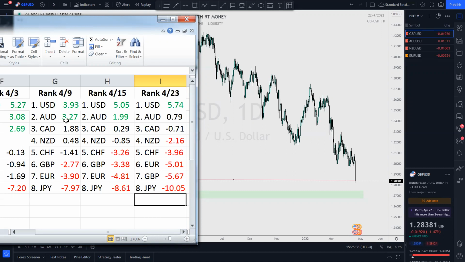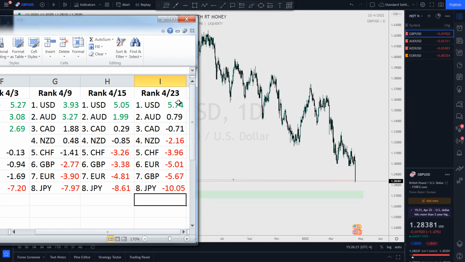Two weeks ago, Aussie was one of the strongest, 3.27. The next week, it went down to 1.99, still one of the strongest. This week coming, 0.79. We're heading into neutral territory, all right? Just stepping down on the way down, right? New Zealand dollar, same thing. New Zealand dollar was at 0.48. That was at neutral, right? Then we got bearish neutral the following week at minus 0.85. And then this upcoming week, look, minus 2.16, one of the weakest, all right?